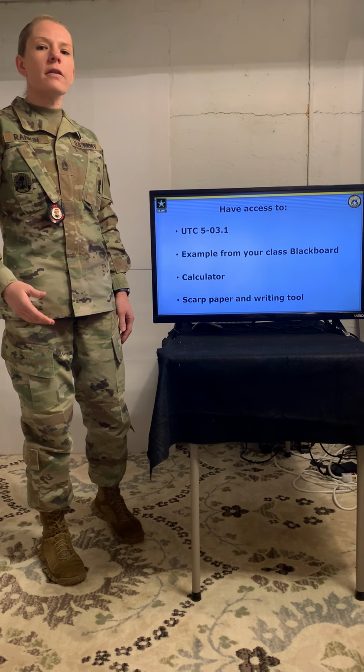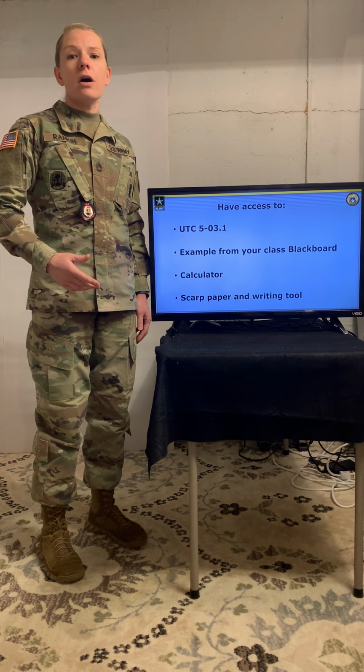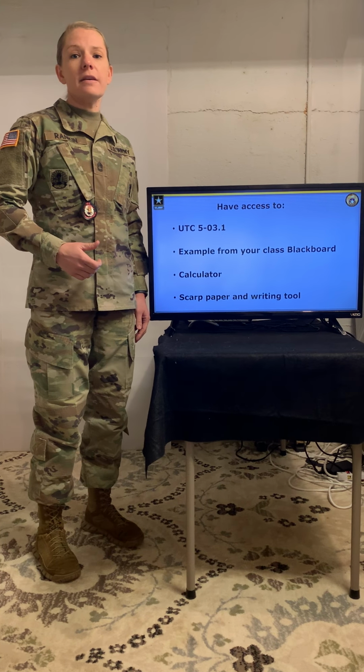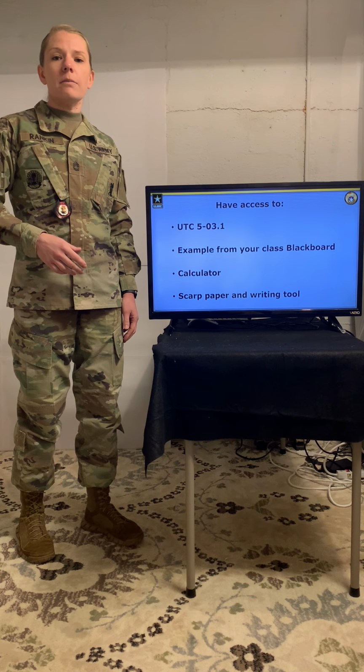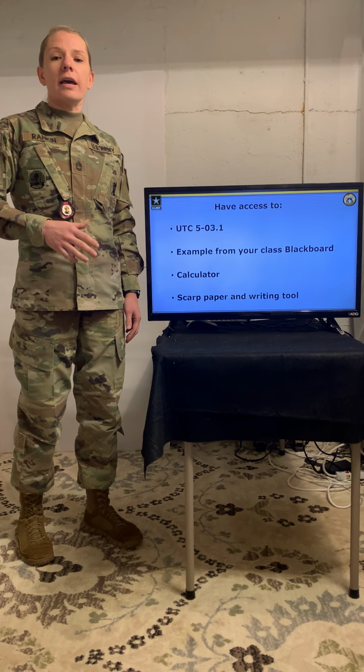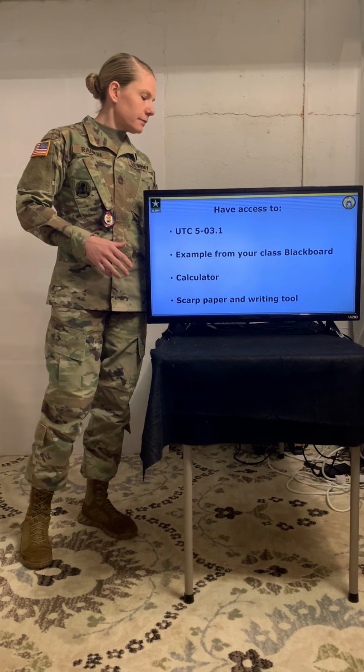So first of all, the things that you're going to need to have access to during this block of instruction are the UTC 5-03.1, access to the assignment in Blackboard, a calculator and scrap paper, and something to write with.